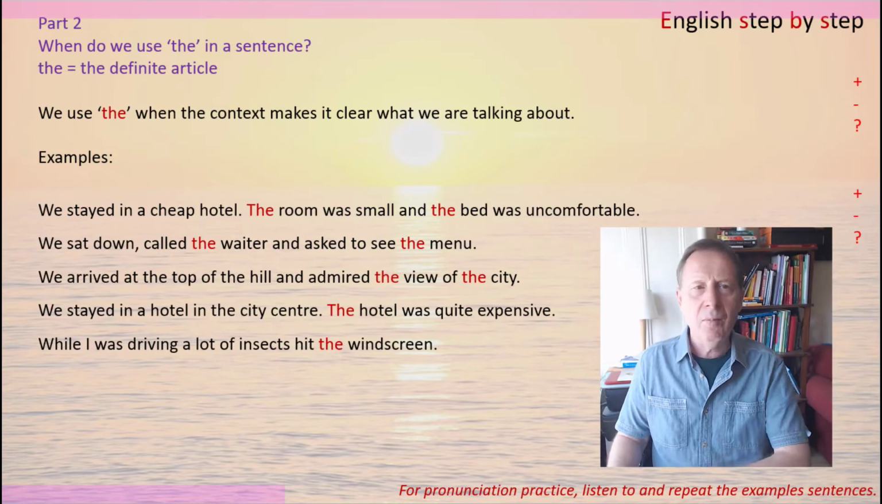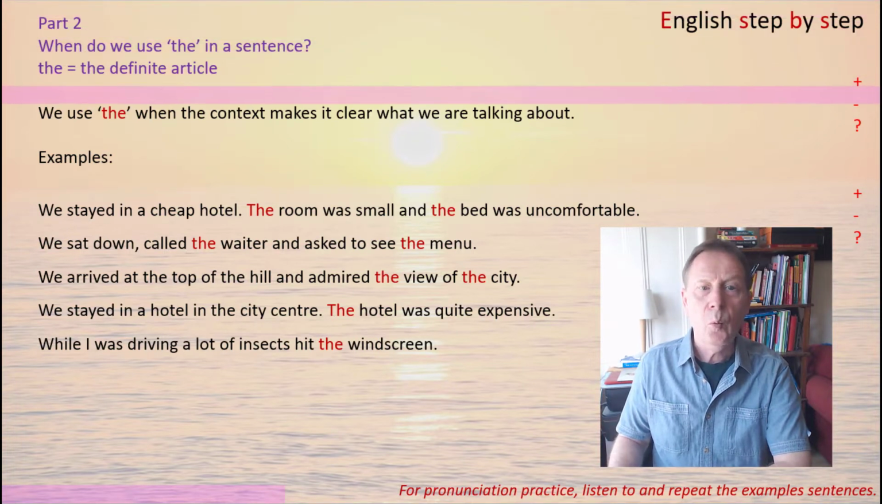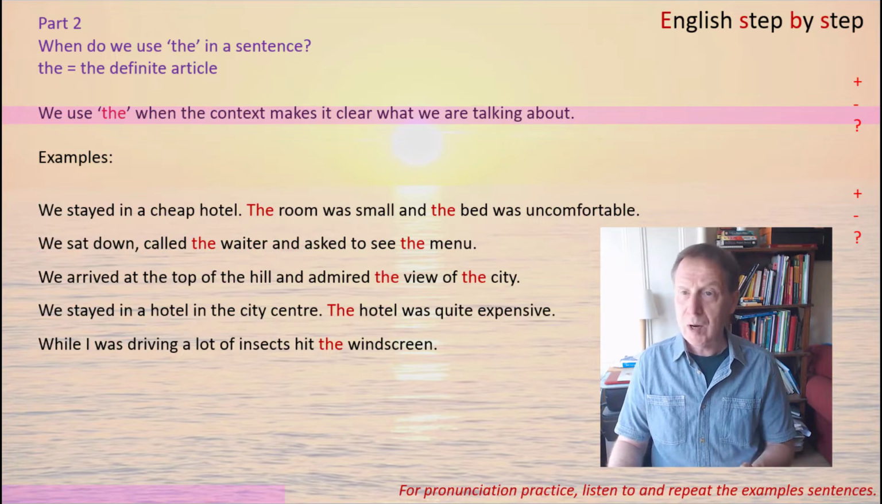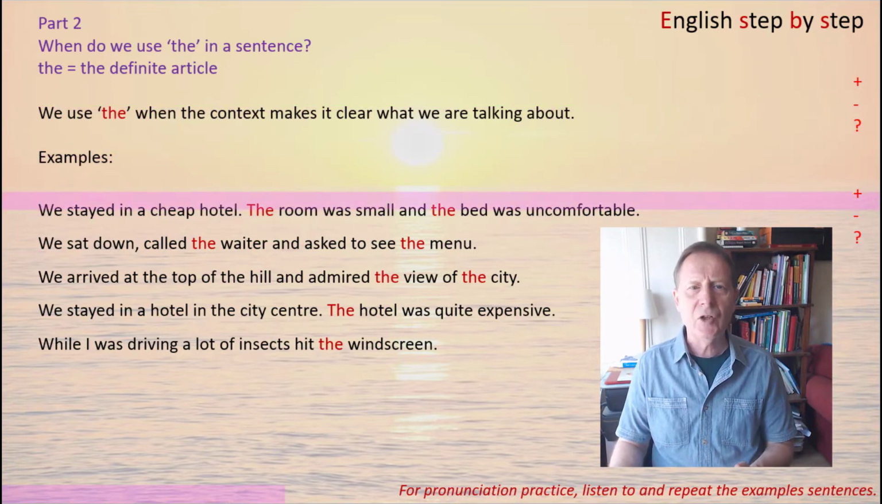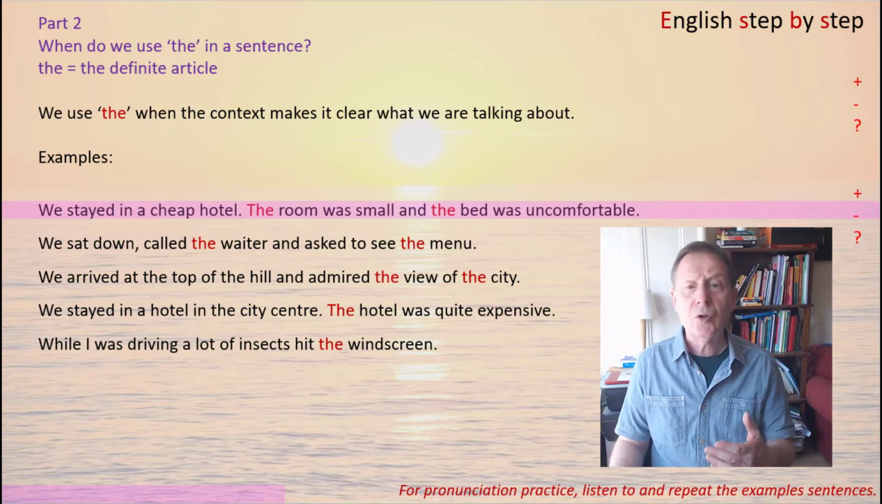So let's look at some more contexts in which we use the. We use the when the context makes it clear what we are talking about. For example, we stayed in a cheap hotel. The room was small and the bed was uncomfortable. Well, what room are you talking about? You're talking about the room in the cheap hotel.